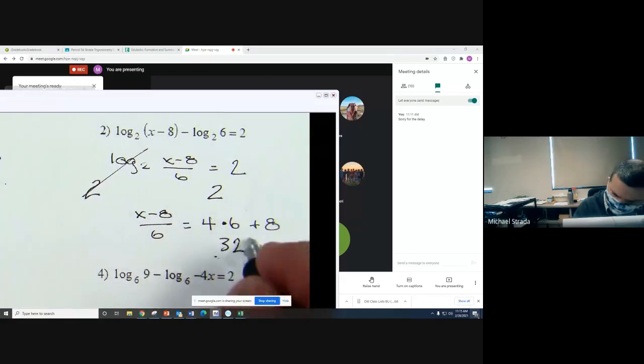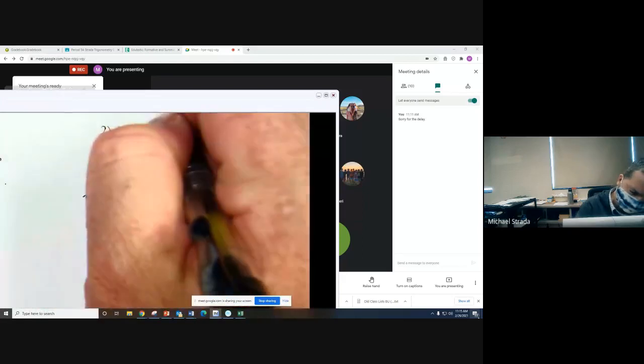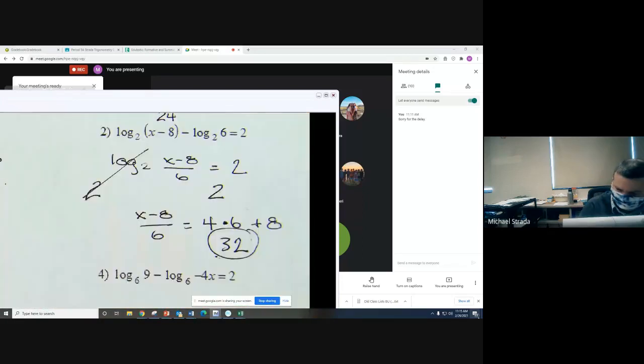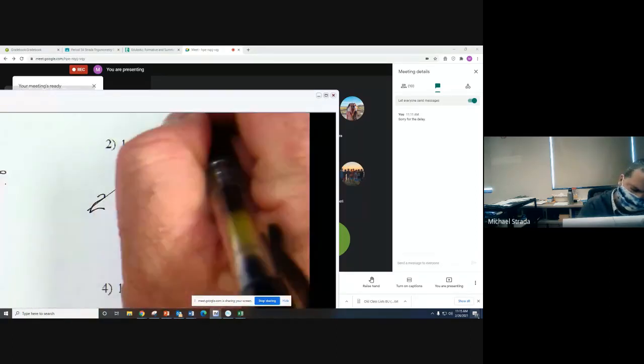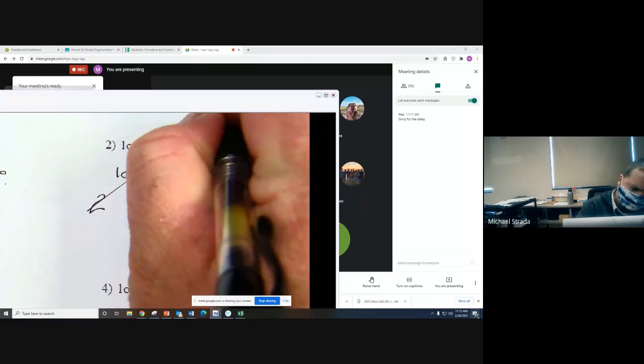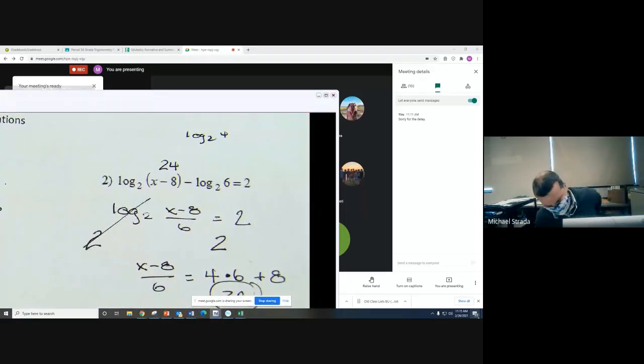Again, you just make sure it gives you a positive number, which would make that 24. And if we did the actual math, 24 divided by 6 would be 4. We would be looking at the log 2 of 4, which of course gives us 2.